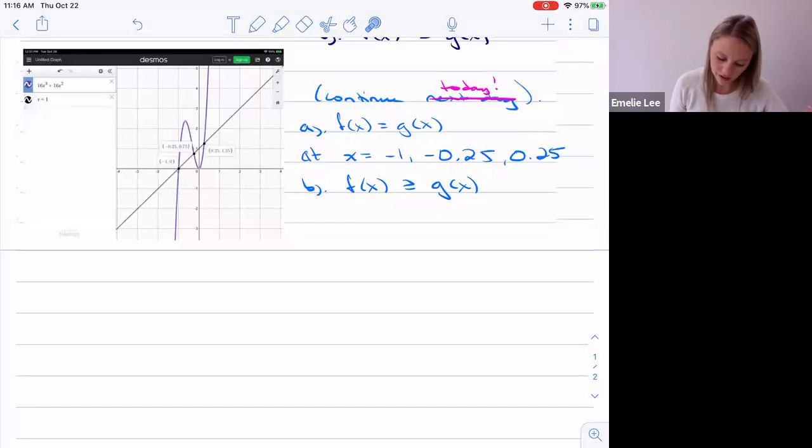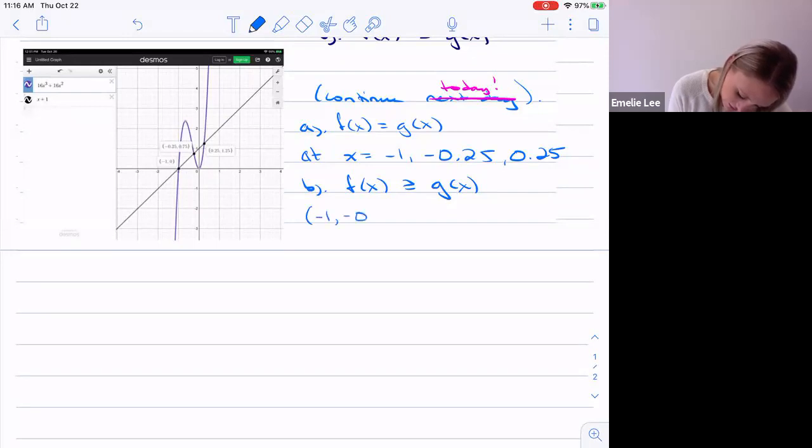interval notation, right? And so on the interval from x equals -1 to x equals -0.25, f of x is greater than g of x. So from -1 to -0.25, notice that I want f of x to be greater than or equal to g of x. So what I should be using is square brackets around these two, because it's going up to and including those points. So I'm going to change that.